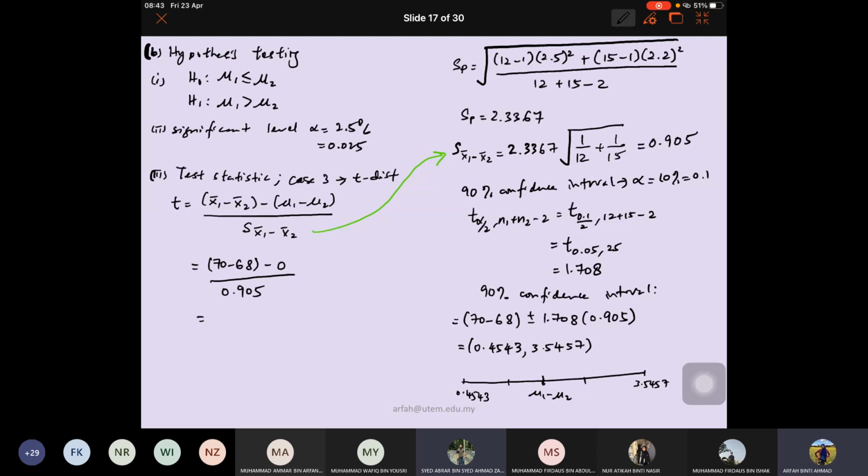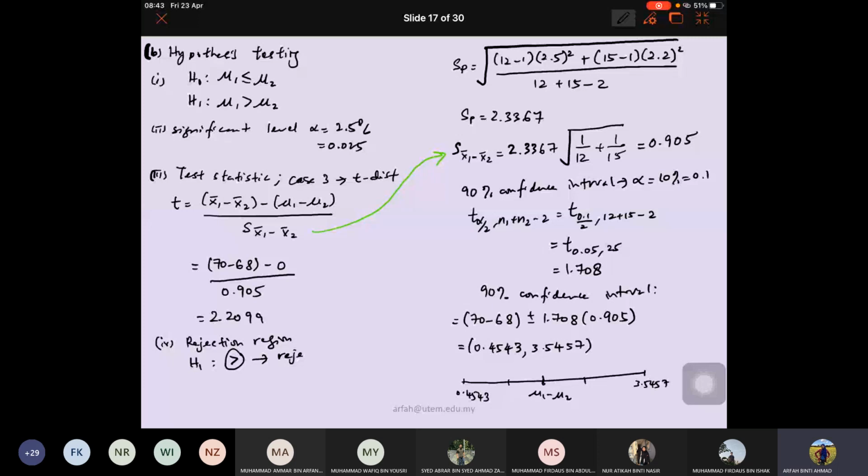2.2099. Betul, 2.2099. Okay. So, tu ketiga. Yang keempat, rejection region. Okay. So, memandangkan H1 awak ada tanda lebih, reject H null if test statistik lebih besar daripada T alpha, n1 plus n2 minus 2. Dia punya region di kanan.